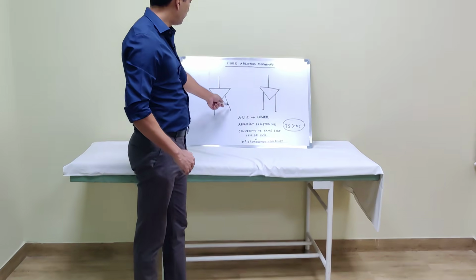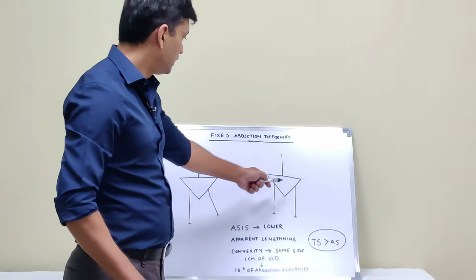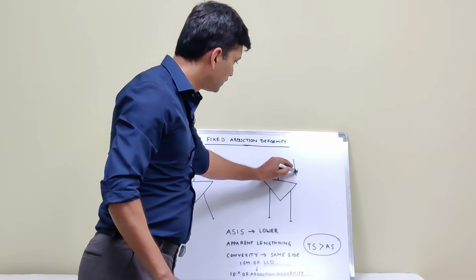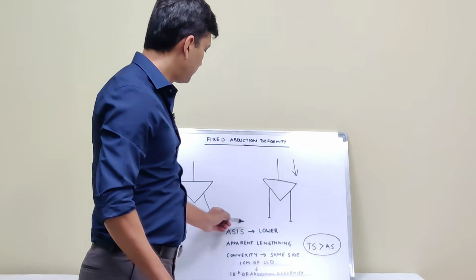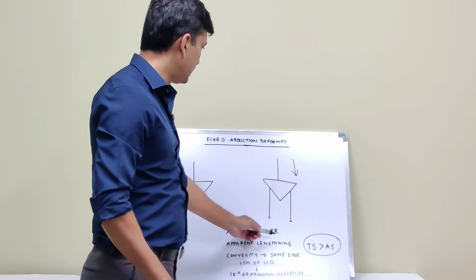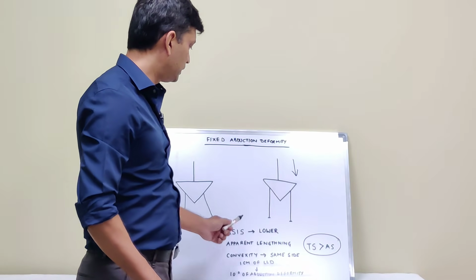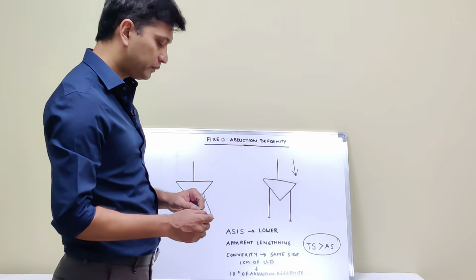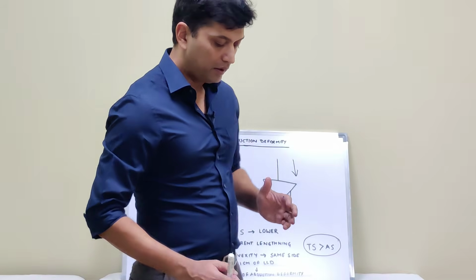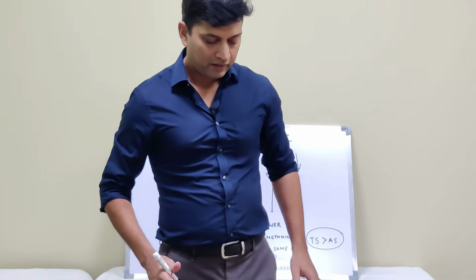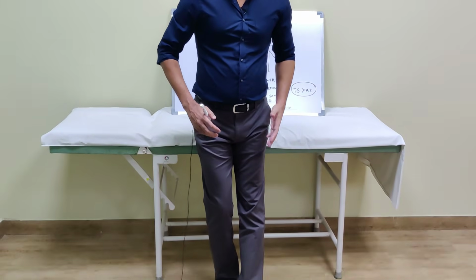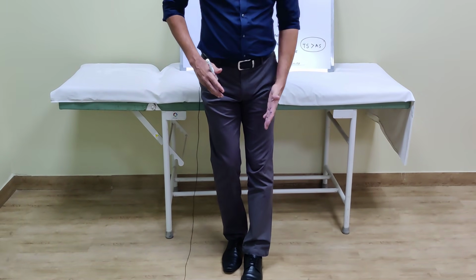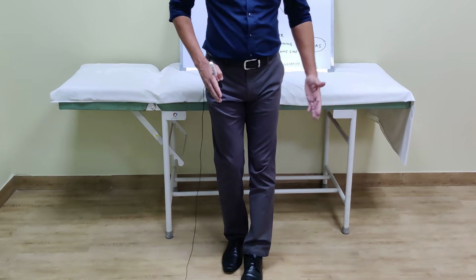So nobody can walk like this. What they do is they try to get the leg parallel, and during that process your ASIS will go down. So this is the first point. If you have got a fixed abduction deformity, then your anterior superior iliac spine on the affected side will be lower. Now as you are getting the ASIS down, definitely it will lead to the leg length being longer, or there will be an apparent lengthening.